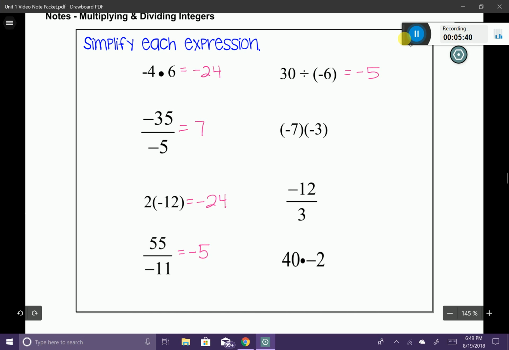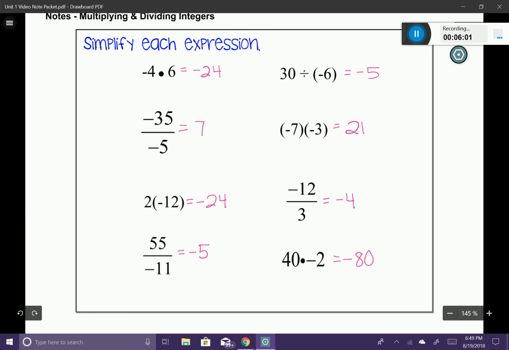Negative 7 times negative 3. Same signs. That's going to be a positive 21. Negative 12 divided by 3, I have a negative and a positive. That's going to leave me with a negative 4. And 40 times negative 2, I have a positive and a negative, different signs, negative 80.